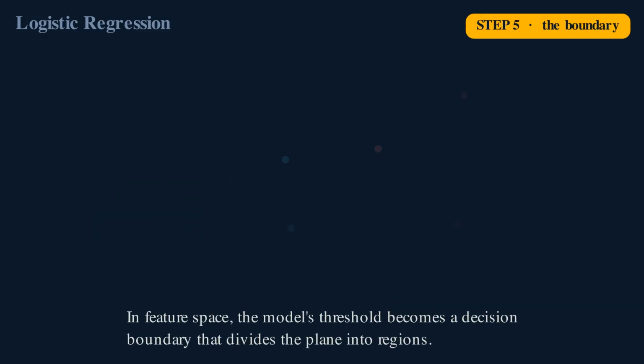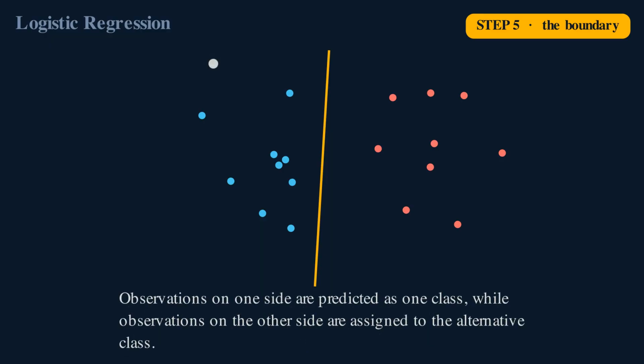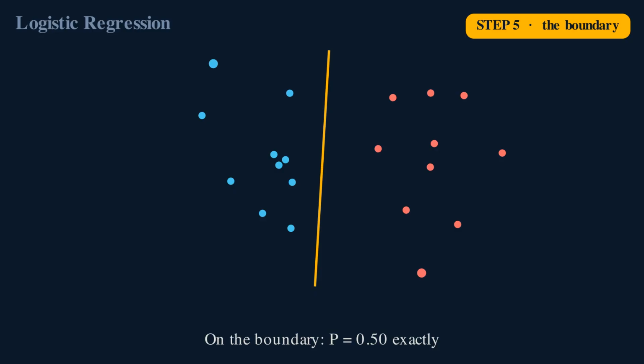In feature space, the model's threshold becomes a decision boundary that divides the plane into regions. Observations on one side are predicted as one class, while observations on the other side are assigned to the alternative class. The boundary itself is exactly where the model's probability equals 1/2, pure uncertainty.